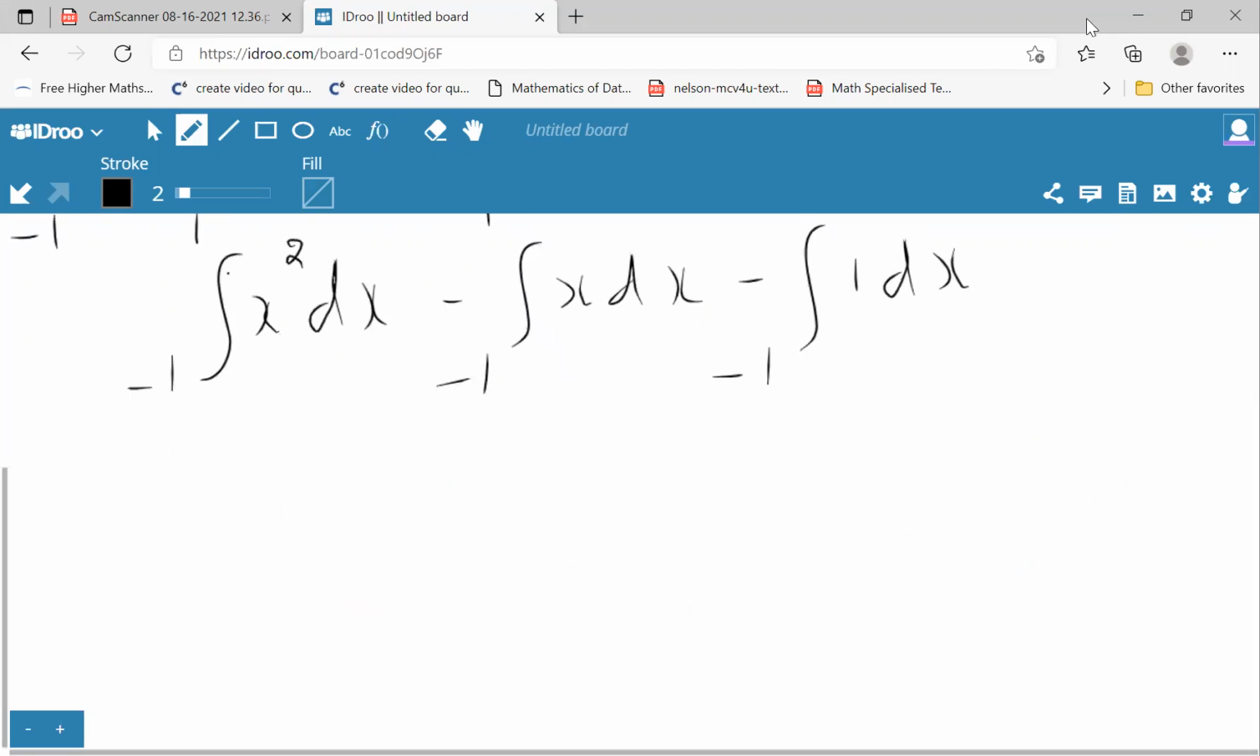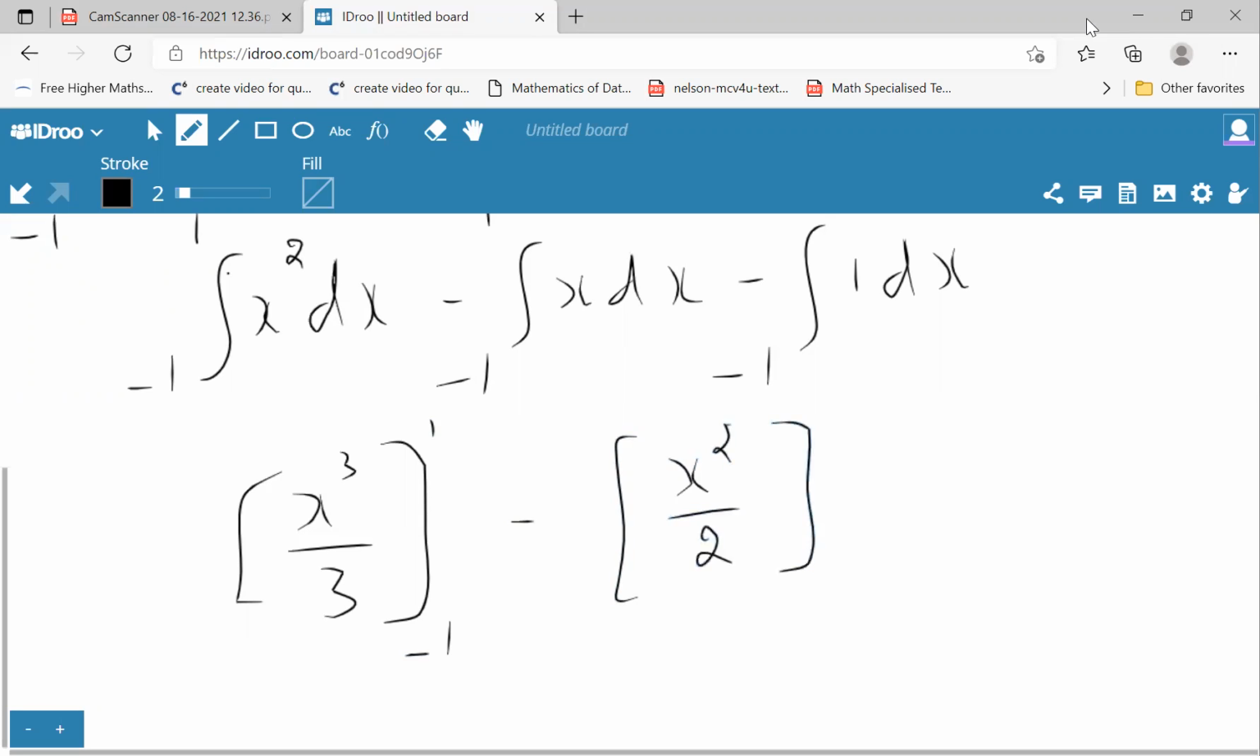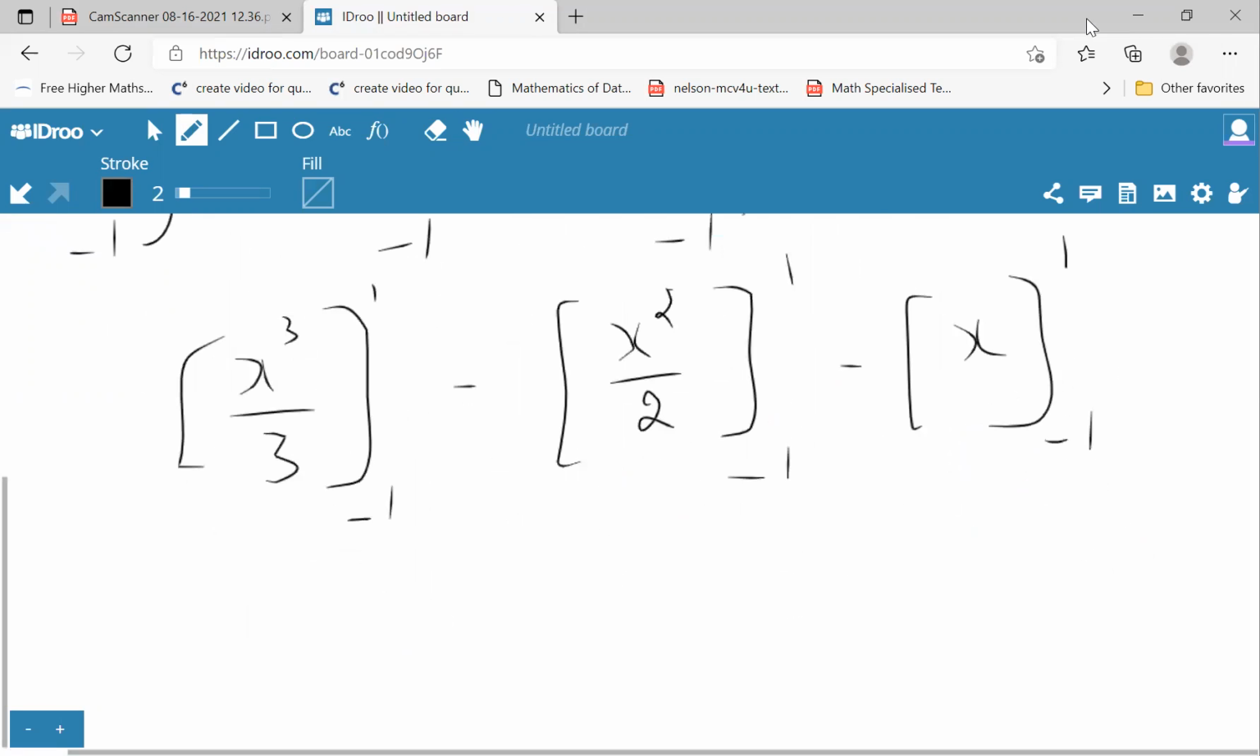Now on integrating, this gives you x cubed by 3 in the limits minus 1 to 1, minus x squared by 2 between the limits minus 1 to 1, minus x between the limits minus 1 to 1. Now let's apply the limits. That gives you 1 by 3 minus minus 1 cubed by 3. Upper limit minus the lower limit.